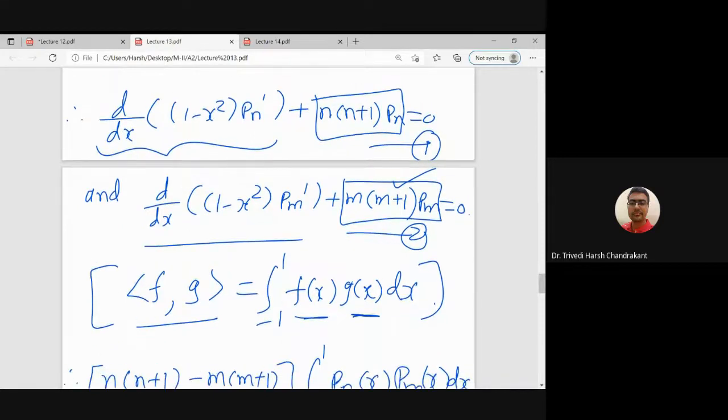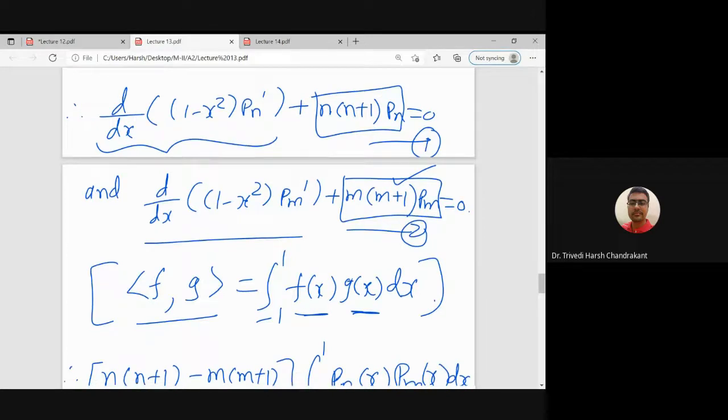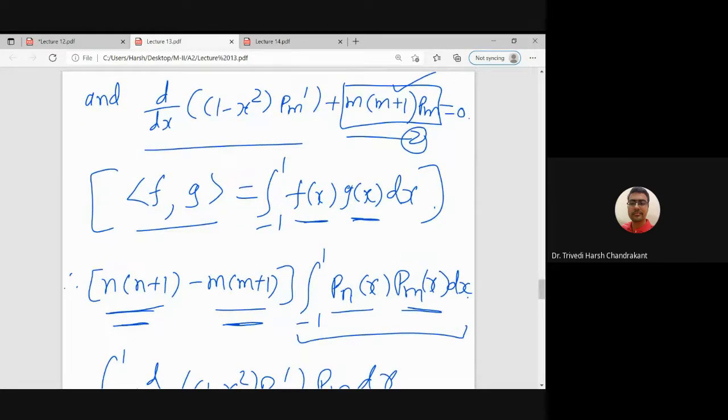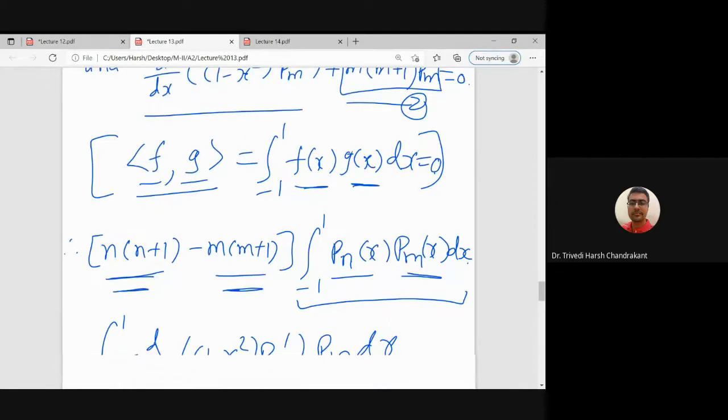Now what we want to show in this particular section is that the Legendre polynomials with respect to m and with respect to n are orthogonal. Polynomials are continuous functions, and if you have two continuous functions that are orthogonal, their inner product is zero. So we want to show that the inner product of Pn with Pm is zero. To show this, we need to find this particular integral. If this integral is zero, we will say that the inner product of Pn and Pm is zero.